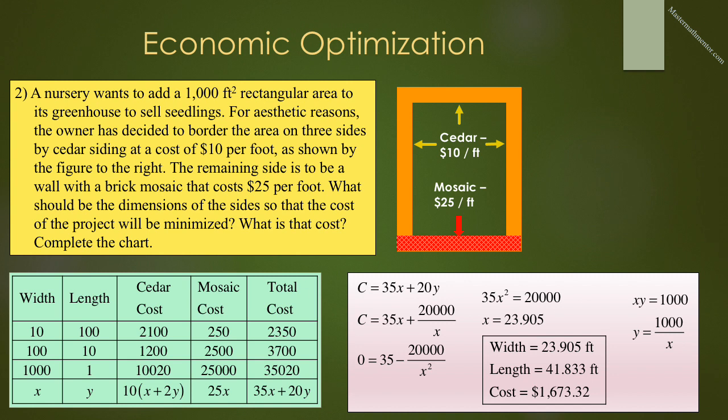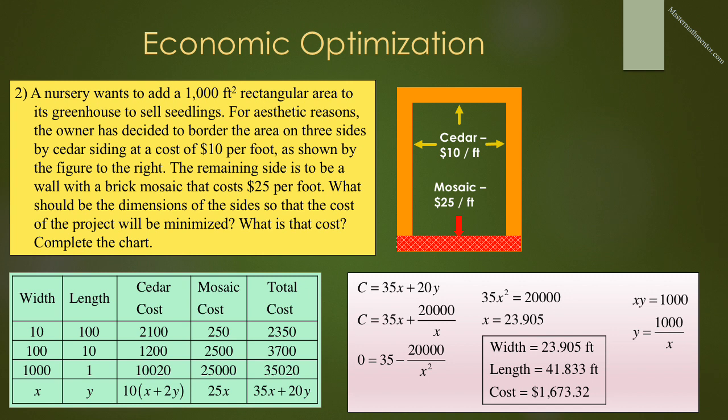There are 2 variables, so we need to have a relationship between the variables, and our secondary equation will be xy is equal to 1,000, or y is equal to 1,000 over x. Replacing y, we get C equals 35x plus 20,000 over x. And we now take the derivative, and we get 0 equals 35 minus 20,000 over x squared. That gives 35x squared equals 20,000, and x is equal to 23.905.